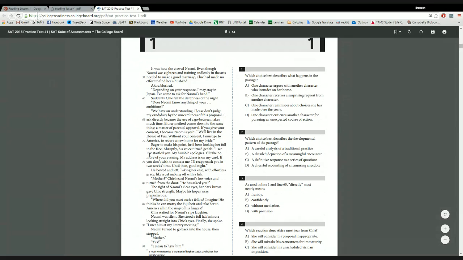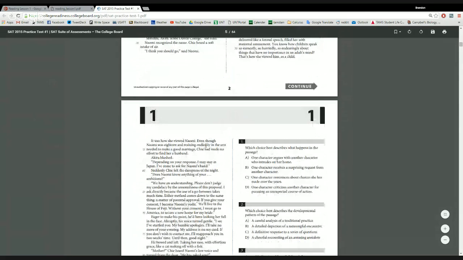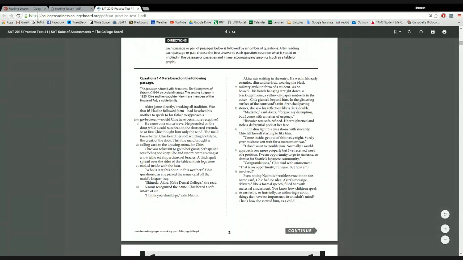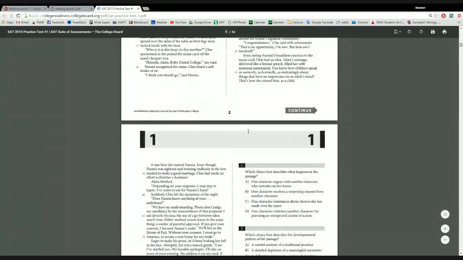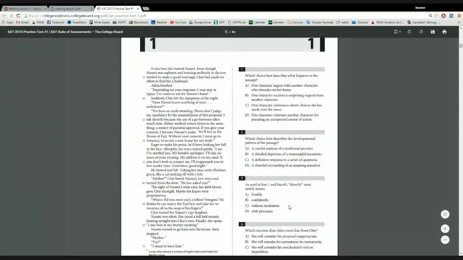And in context, you can put the choices into the word directly to get the meaning. I asked directly because the use of a go-between takes much time. I asked frankly because the use of a go-between takes much time. That's not exactly correct. Confidently: Akira came confidently, breaking all tradition. Was that it? Had he followed form? That's not exactly what we're looking for here. Now, without mediation, C. Let's see.